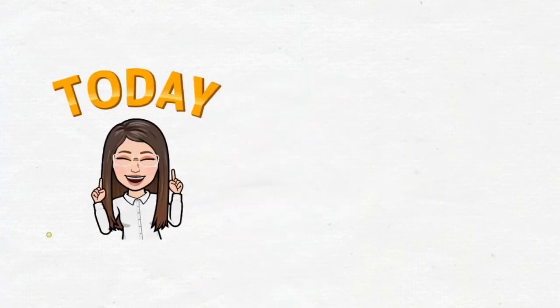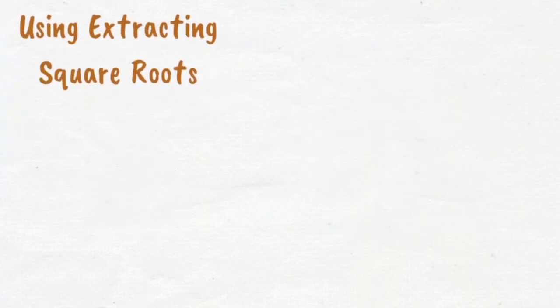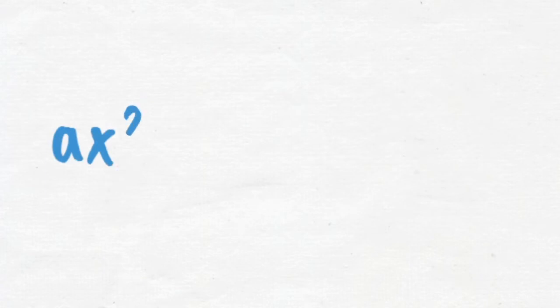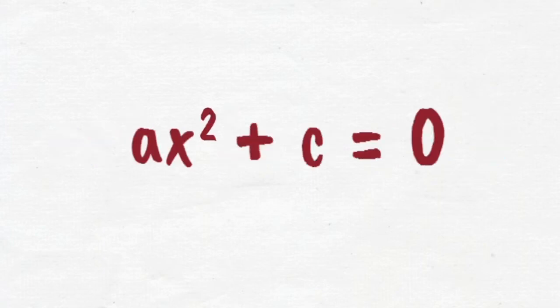Our lesson for today is solving quadratic equations using extracting square roots. As we recall, the quadratic equation is in its standard form if it is equal to 0, or ax squared plus bx plus c equals 0. But if the linear term is missing, or ax squared plus c equals 0, then we can use the square root property to get the solutions of the equation.